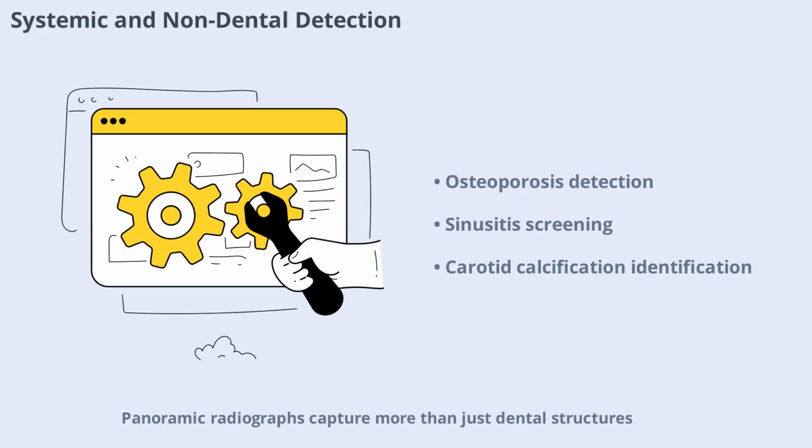Panoramic radiographs capture more than just dental structures. AI can screen for systemic conditions such as osteoporosis, maxillary sinusitis, and carotid artery calcifications. By analyzing mandibular cortical shape and sinus opacities, AI models achieve high accuracy in identifying these conditions, expanding the clinical utility of dental imaging beyond oral health.